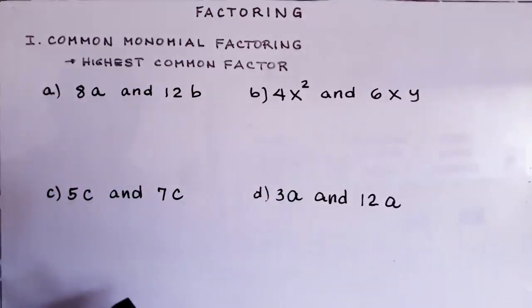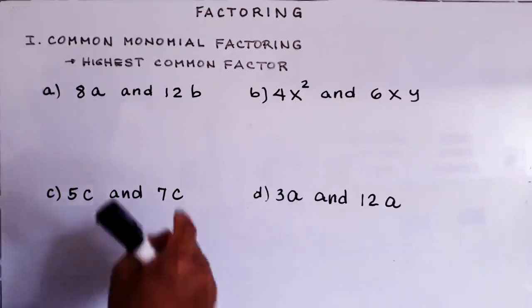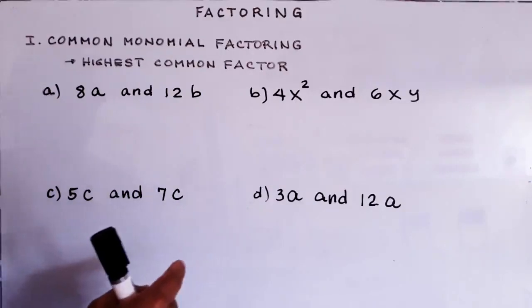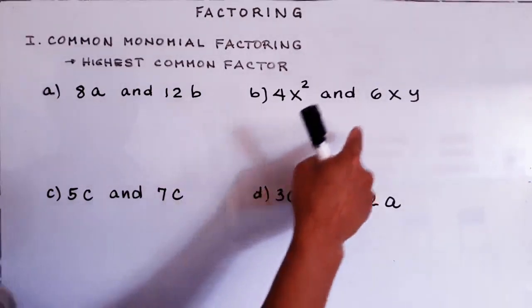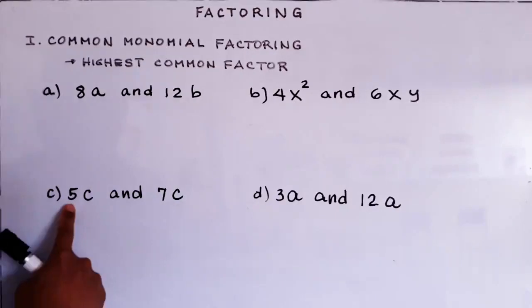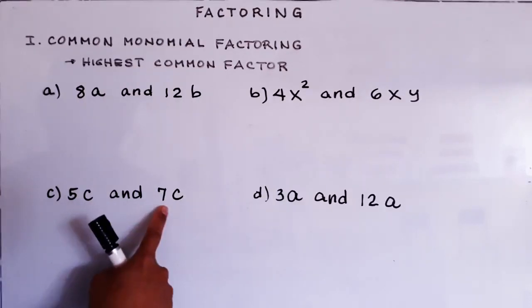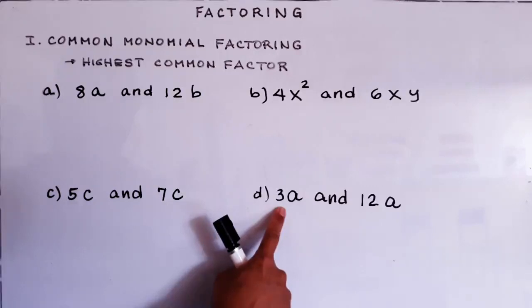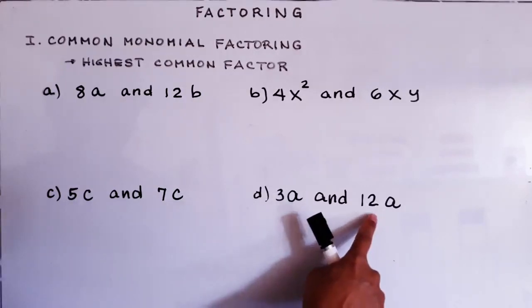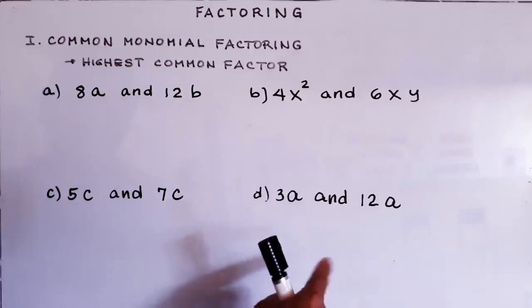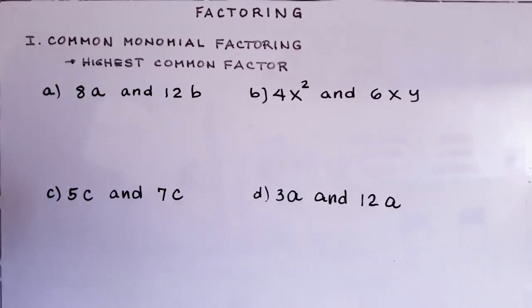So 8 is not prime because we have many factors for 8. 12 is not prime because we have so many factors for 12. 4, no. 6, no. 5, this is a prime number. Why do we call this a prime number? Because its factors are only 1 and itself, 5. 1 times 5 only, no more. 7 is also prime. 3 is also prime. 12, no. If a number is not prime, it is called a composite number.